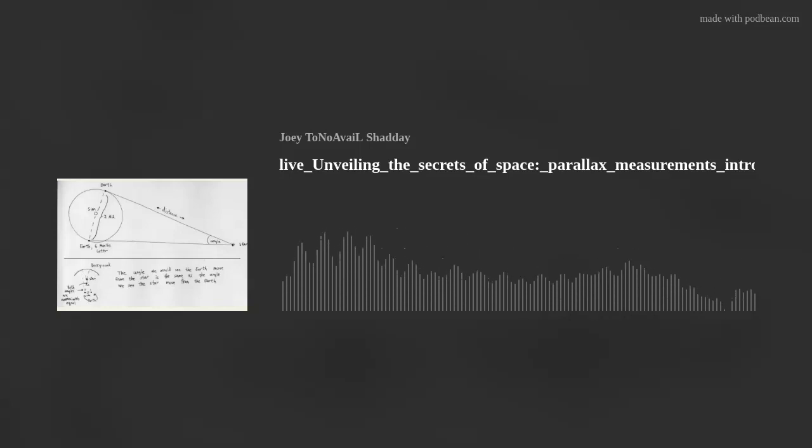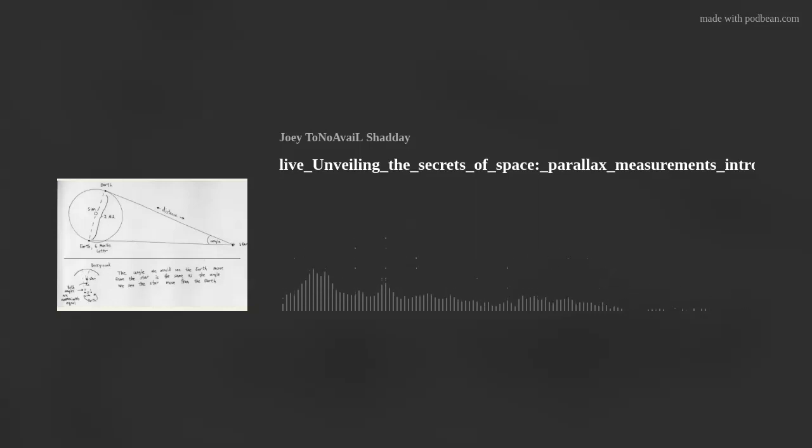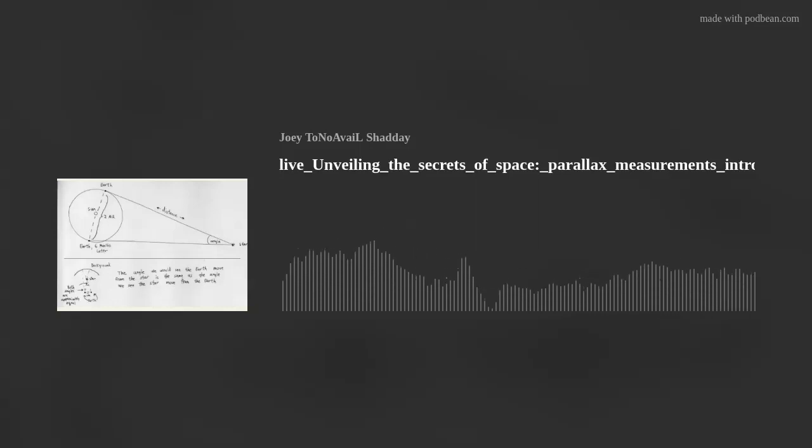Now, when we introduce the idea of angular shift, we're observing the celestial body from one point in Earth's orbit and then observing it again 6 months later from the opposite side of Earth's orbit. The object will appear to shift its position against the more distant background stars. This is the parallax angle, or the angular shift.